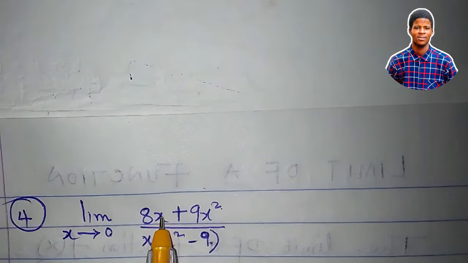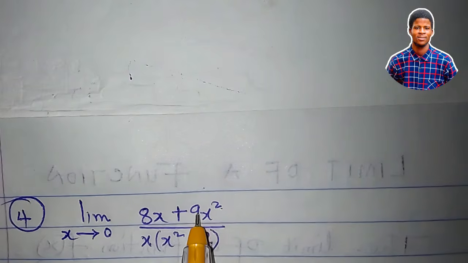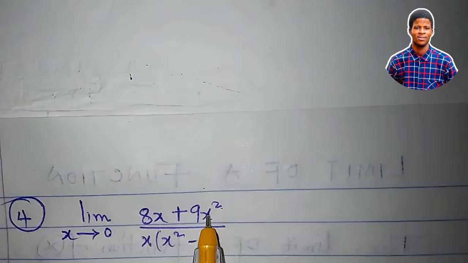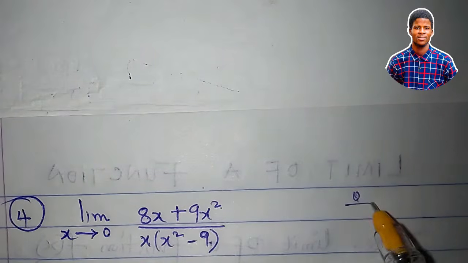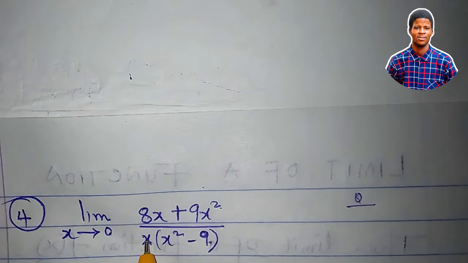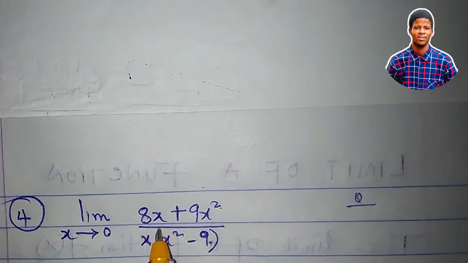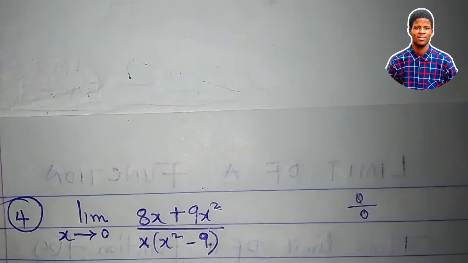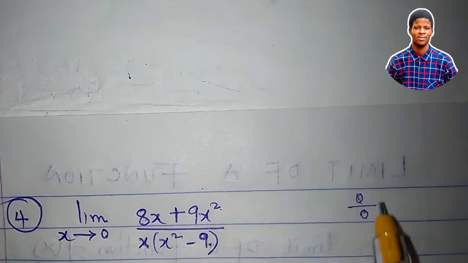Plug in 0 here. This is already 8 times 0, 0. Plug in 0 here. 9 times 0, 0. 0 plus 0, 0. So we have 0 at the top already. If I plug in 0 here, of course, 0 times any other thing is 0. So I'll have 0 at the bottom. So we have to do away with this 0 over 0.